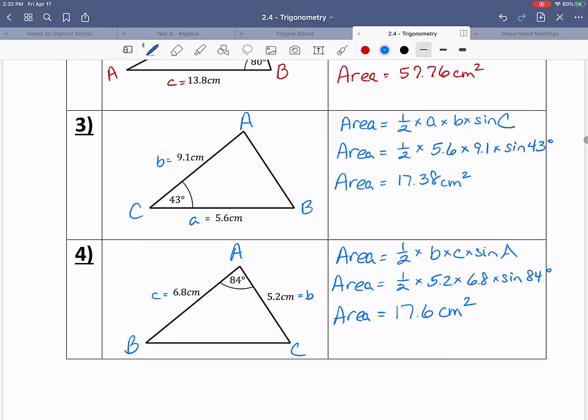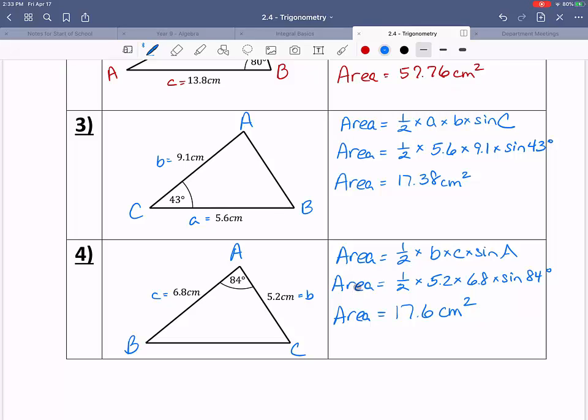Okay, let's see how you did. Now, depending on how you labeled your triangle, your initial formula at the beginning might be different than mine, but your answer should be the same. So, when you set it up, the second line should say the area equals 1/2 times 5.6 times 9.1 times the sine of 43 degrees. These can be switched. It does not matter. This can be 0.5. It does not matter. But you should get an answer of 17.38 centimeters squared. Now, on the prior problem, I forgot to put the squared on the answer. It should be square units because it is area.